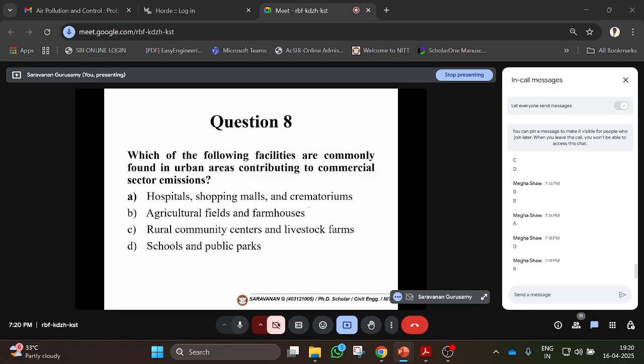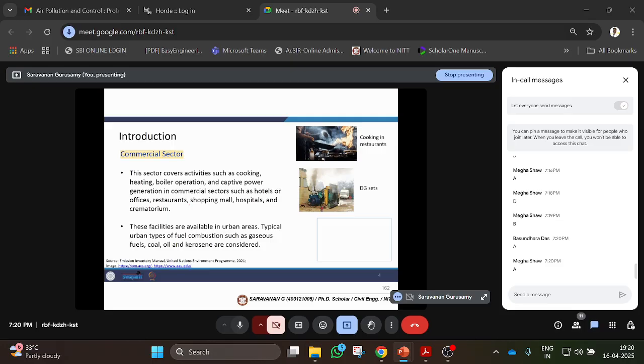Eighth question. Which of the following facilities are commonly found in urban areas, contributing to commercial sector emission? For commercial sectors, what will be considered as commercial? Agricultural field is not commercial. Rural community, they are asking about urban areas, so rural community will not be there. Schools and public park are institutions, so that will not be there. So commercial will be hospitals, shopping malls, and crematoriums. So that will contribute to the emissions in the commercial sector. You can see cooking, heating, boiler operation, captive power in the commercial sector such as hotels, offices, restaurants, shopping malls, and crematoriums, hospitals, and all.